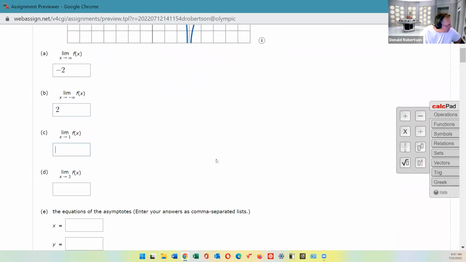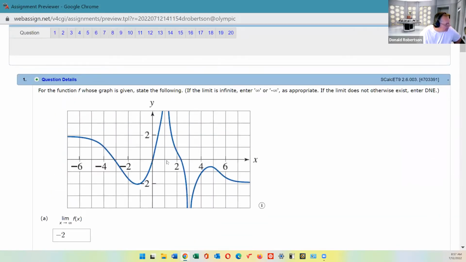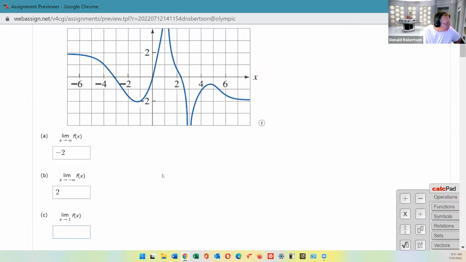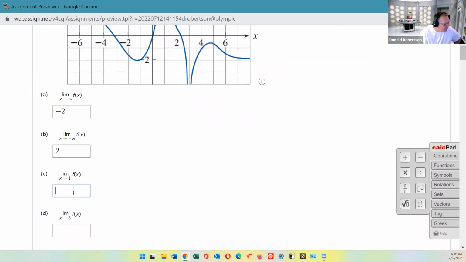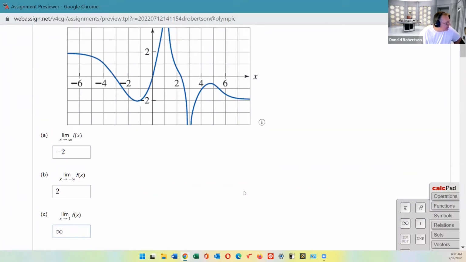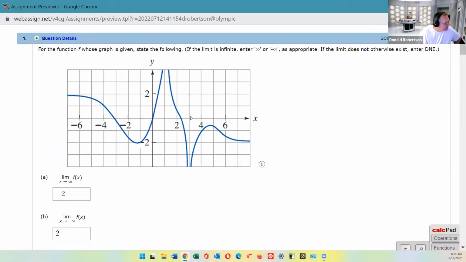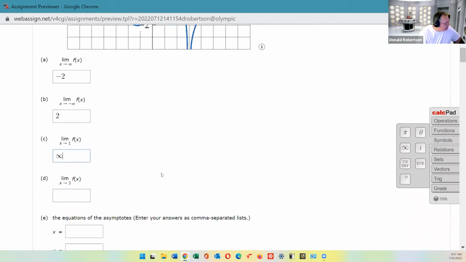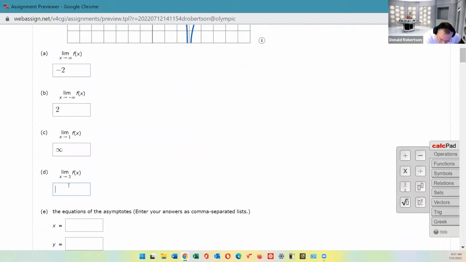Now, the overall limit as x tends to 1. There's x tending to 1. That's a vertical asymptote. The overall limit here would be plus infinity. So you can go there. Where are the infinities? In symbols. There you go. Infinity. Now, what's the limit as x tends to -3? Isn't that a hole in the ground one? So that would be negative infinity.